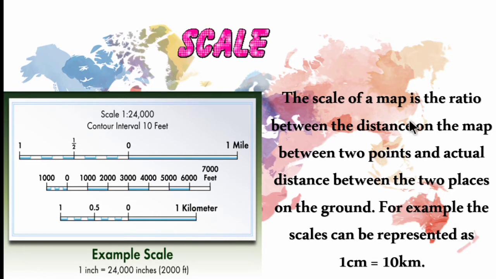So the scale of a map is the ratio between the distance on the map between two points and the actual distance between the two places on the ground. For example, scale can be represented as 1 centimeter equal to 10 kilometer, which means 1 centimeter on the map is equal to 10 kilometer on the ground.